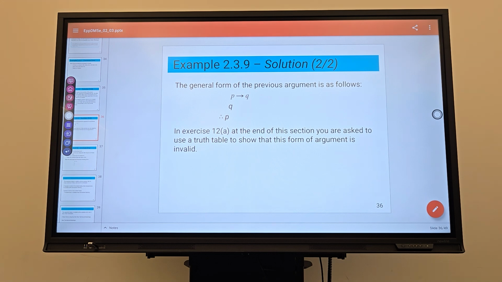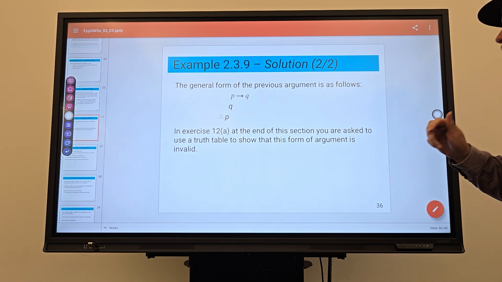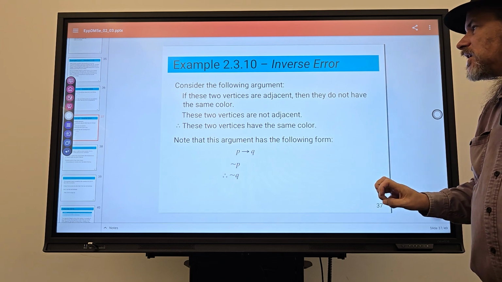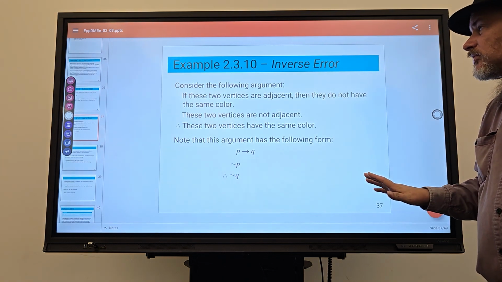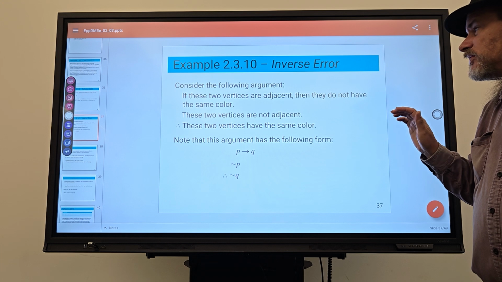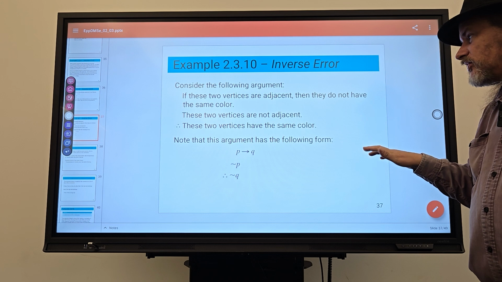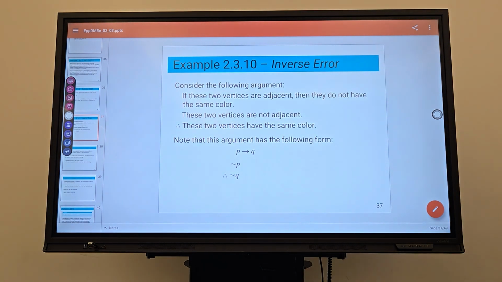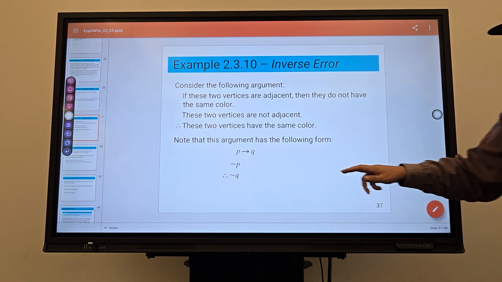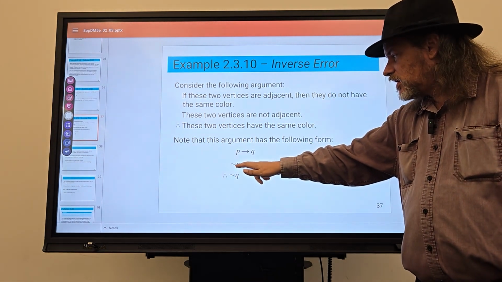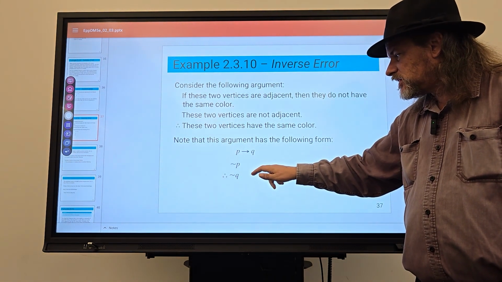There's an exercise where you're asked to use a truth table to show that this form of argument is invalid. Inverse error. If these two vertices are adjacent, then they do not have the same color. These two vertices are not adjacent, therefore these two vertices have the same color. Looks like modus tollens, but it's not. It's the inverse of the first statement, not the second statement.